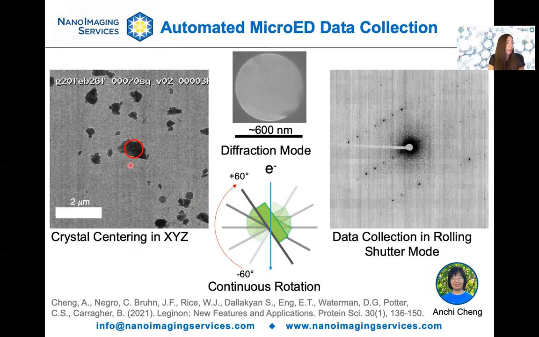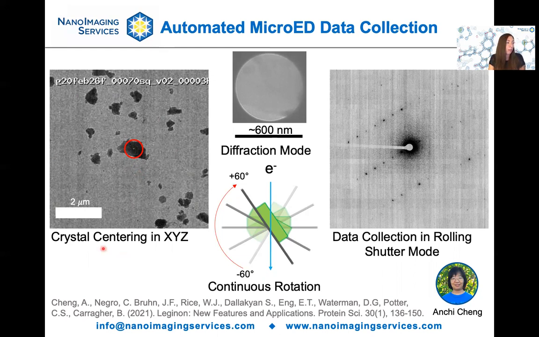Once we find ones that we like, we can take preview images of these crystals in diffraction mode and see what kind of diffraction we're getting from a particular crystal. If we like the crystal, we can add it to our queue and submit it for automated data collection.